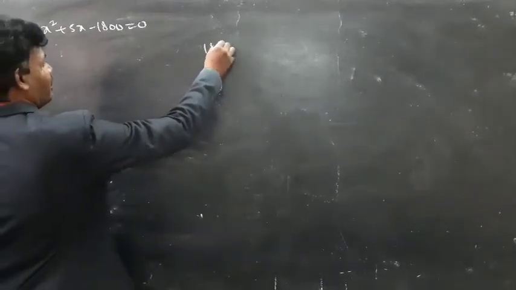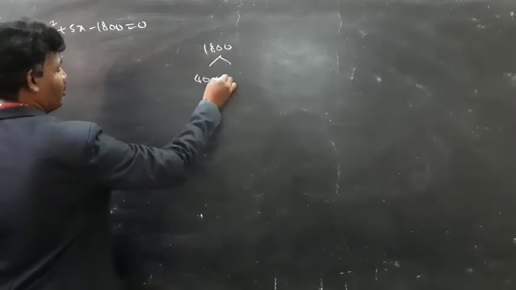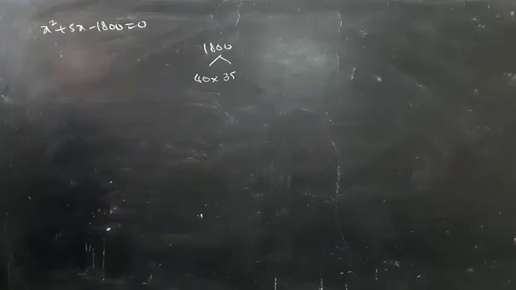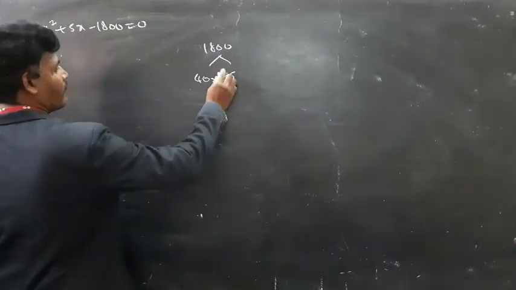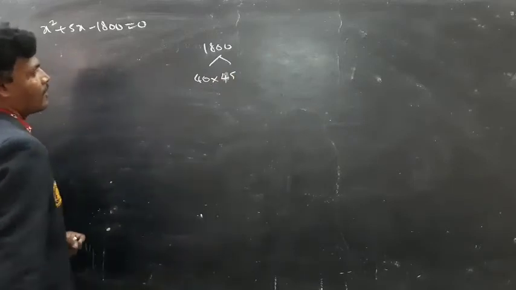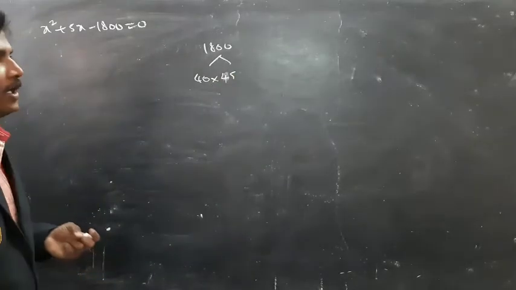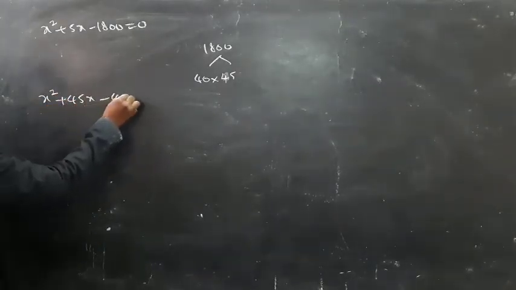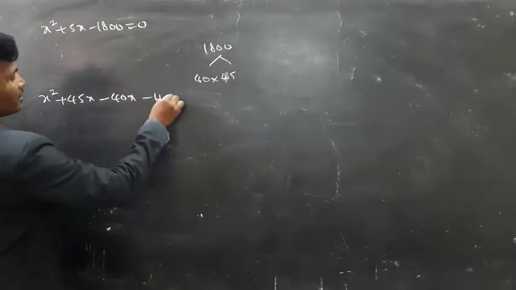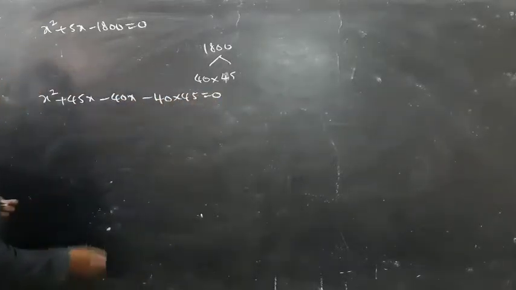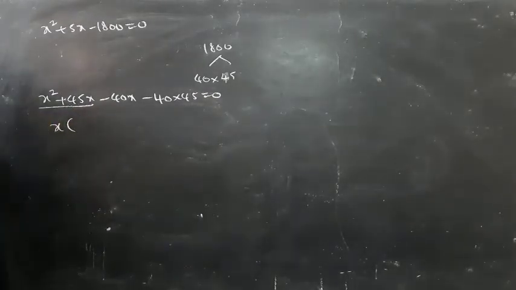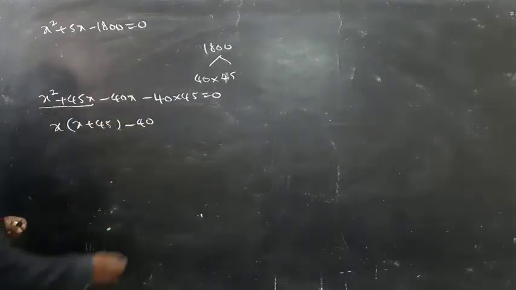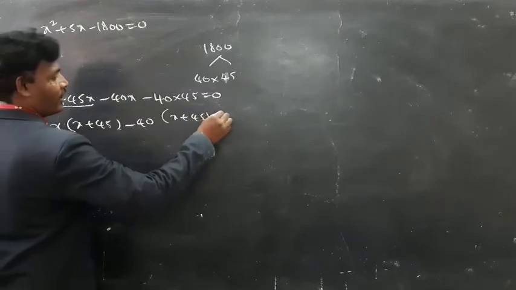Here what is the number? 1800. We can write 1800 as 40 into 45. So finally it is x square plus 45x minus 40x minus 1800, which is 40 into 45, is equal to 0. So from these two, what is the common? x is common. So remaining x plus 45. From this, 40 is common. So remaining x plus 45 is equal to 0.